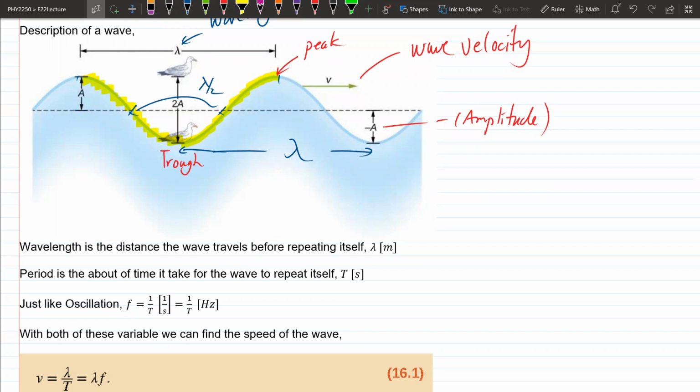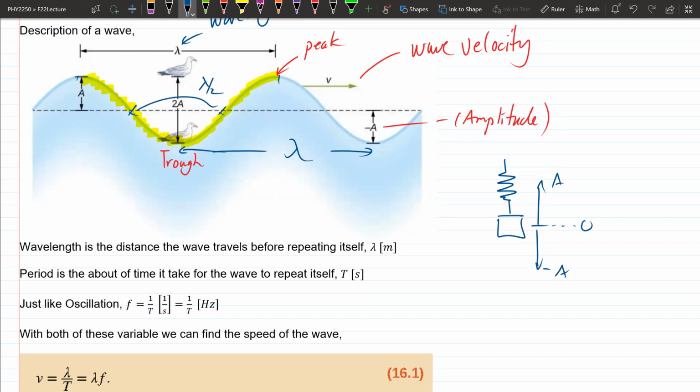In oscillation, back in the previous chapter, what was the oscillation we did? We had, let's say, a mass on a spring, and this thing is bobbing down and up, from negative A to positive A, and this is where the equilibrium point is. The amount of time it takes for this mass to go from negative A to positive A back to negative A is known as the period of oscillation. How long does it take for the motion to repeat itself?